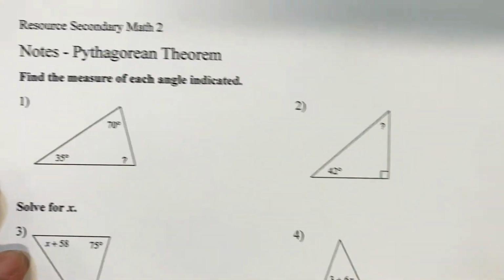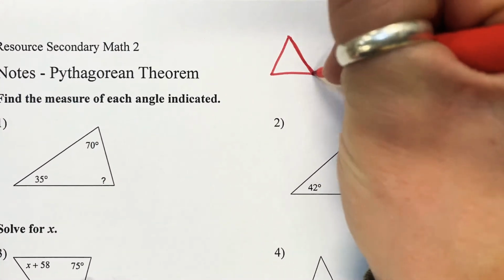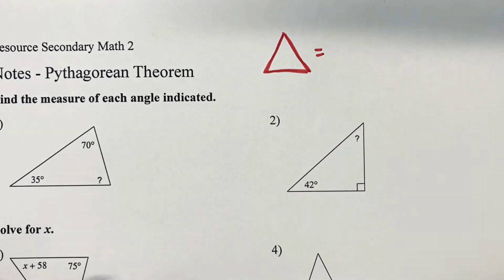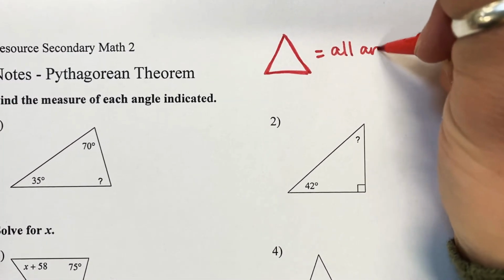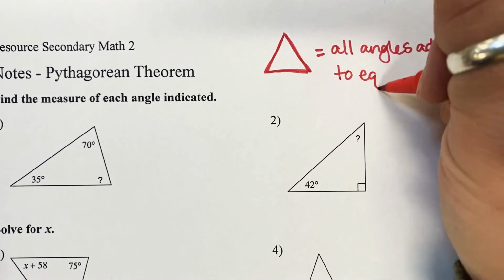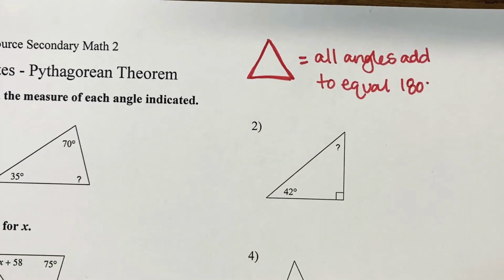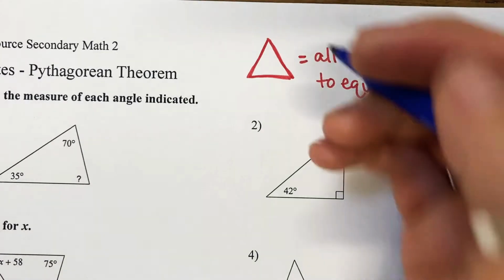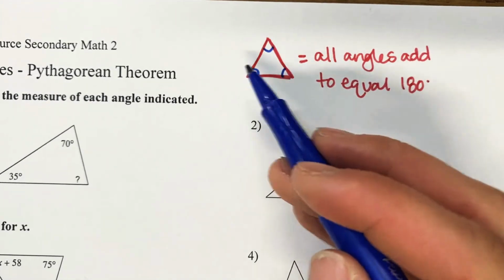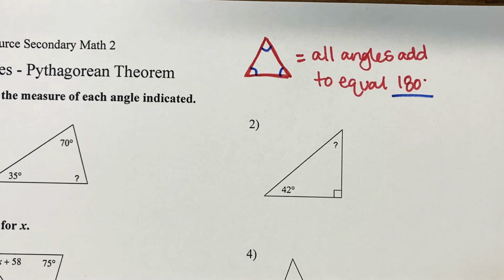But before we do that, let's remind ourselves that every single triangle, no matter what it looks like, I'm just going to draw a very standard triangle right here. All three of the angles add up to equal 180 degrees. Triangles have three angles, 1, 2, 3. All of these angles added together have to equal 180 degrees. They always will equal 180 degrees.